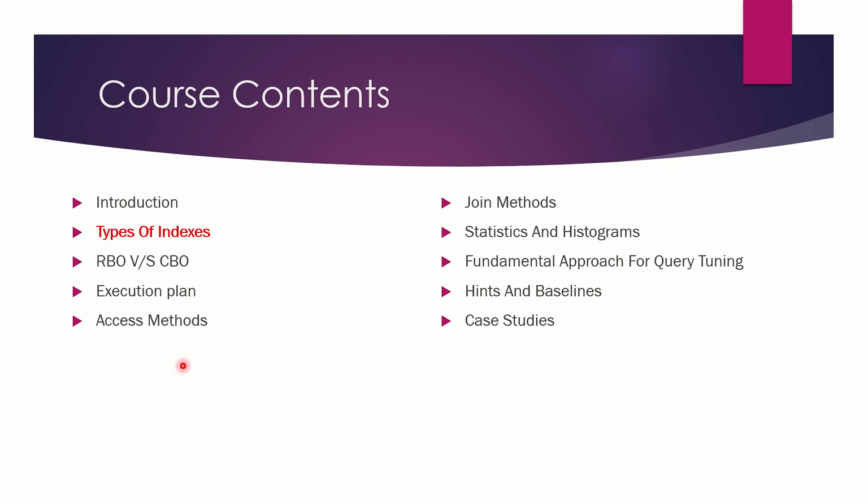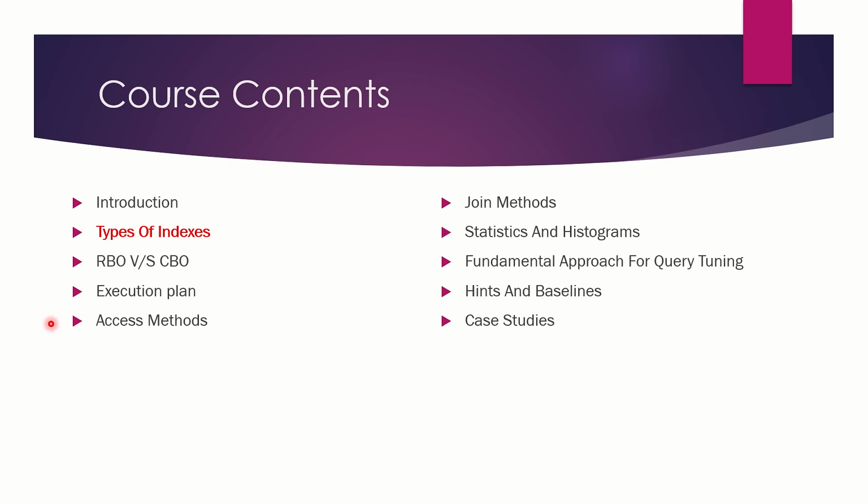So we will be starting with the different types of indexes and which index to use on which scenarios. This will be followed by the RBO and CBO, which are nothing but rule-based optimizer and cost-based optimizer, whose sole purpose is to generate the best execution plan. Later on, we will cover the execution plan, how to read the execution plan, and how to interpret an execution plan. This will be followed by the access methods with respect to Oracle database.